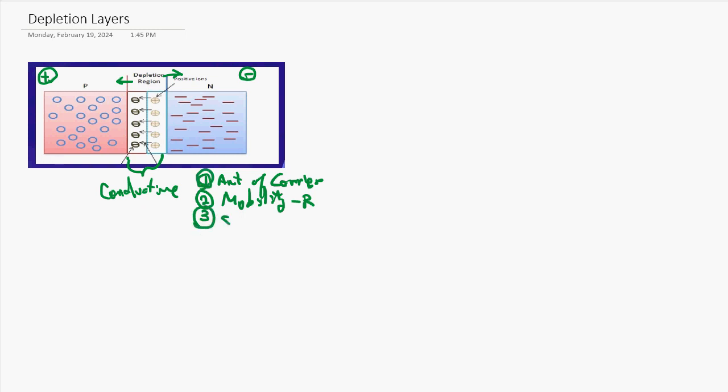And space charge. Okay, and this amount of carrier is related to space charge. What is space charge? When you have this kind of depletion layer, then you have space charge, negative charge here, and the positive charge here. So what happens? Internally, there will be an electrical field this way, right?